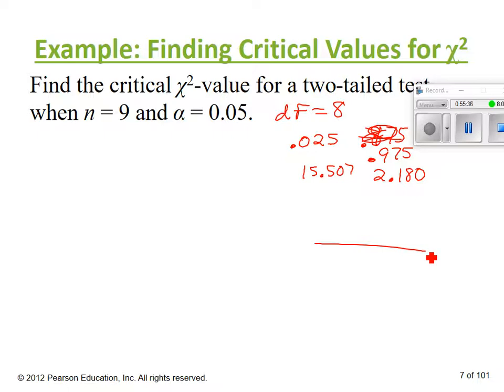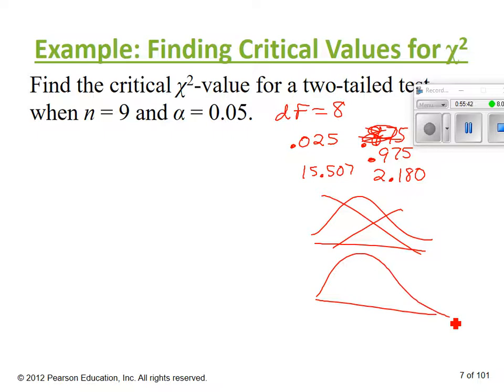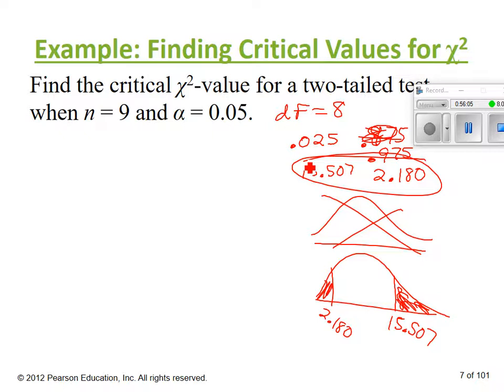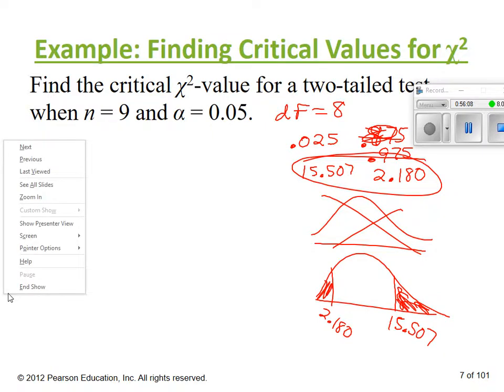So our graph's going to look something like this. Remember, your chi graph doesn't look anything like that. Your chi graph actually looks like this, where it's got that longer tail on the right. This one out here is 15.507. This one back here is 2.180. These are rejection regions. Please make sure you don't mess up and do what I just did. Those are both positive, not one positive and one negative.